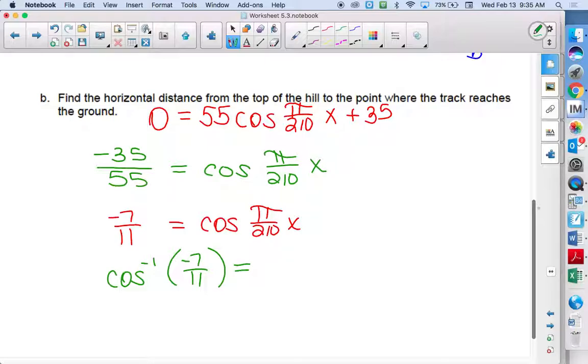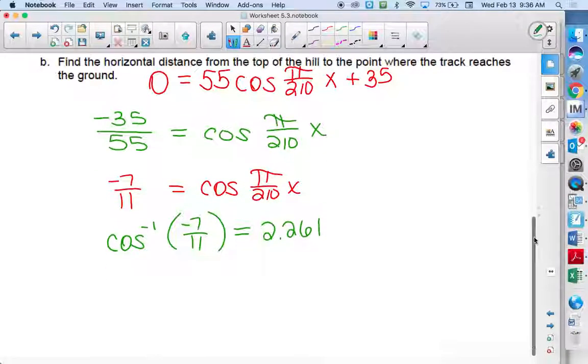How about 3 decimal places? What did you get, Emily? 2.261. 2.261. Questions so far?